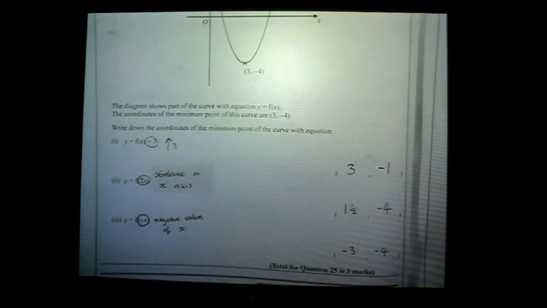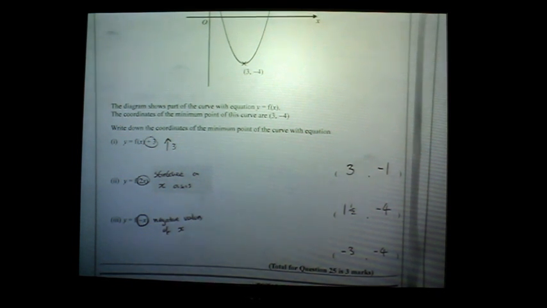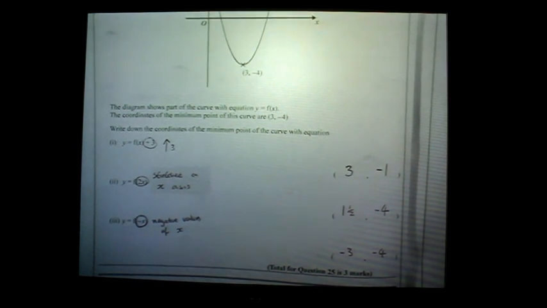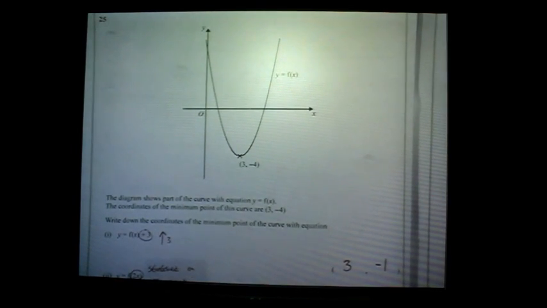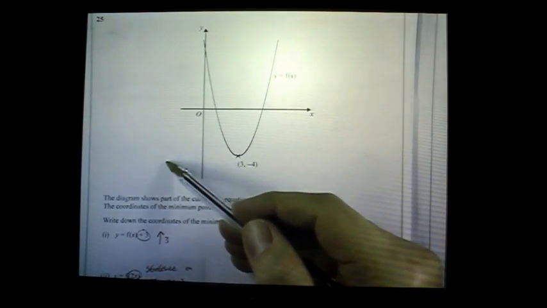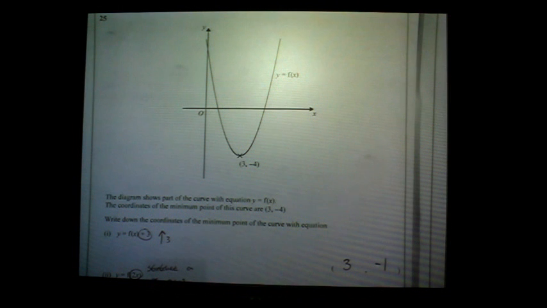And the bottom one, y equals f of negative x. So that's when basically the values of x have become negative. So it's (-3, -4). So that would be over here, (-3, -4). And that would be down there.